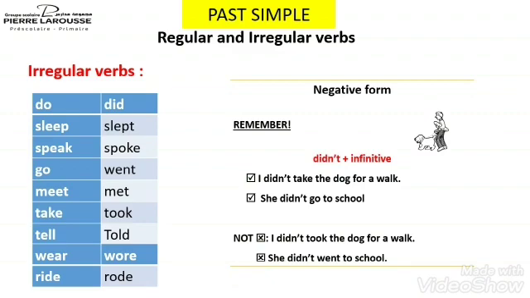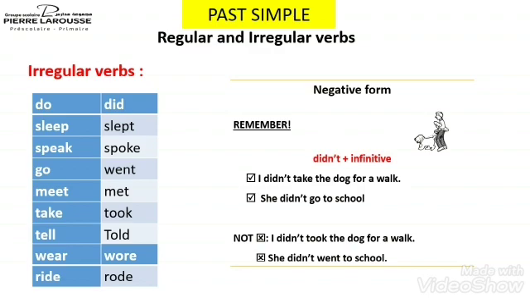Now there is a rule, of course. It's like the negative form. You should remember that when we have the negative form, we put didn't plus the infinitive. The infinitive means the bare infinitive, verb without to. We put it as it is. For example, number 1, I say, I didn't take the dog for a walk. She didn't go to school. So those sentences are correct.